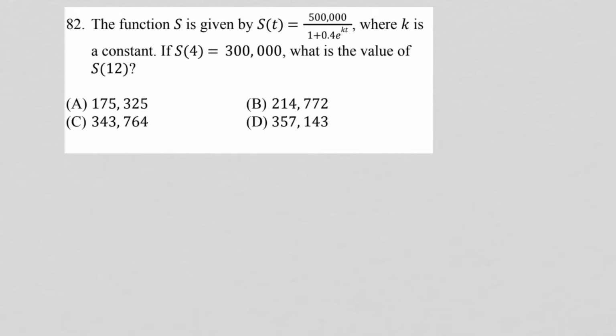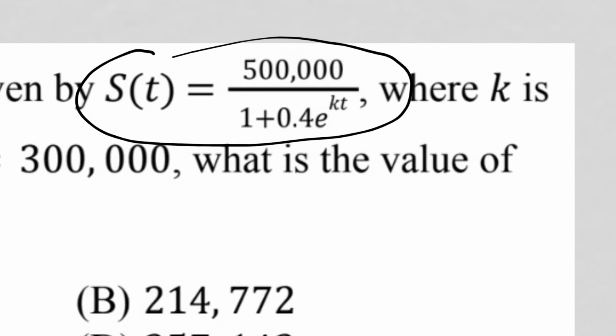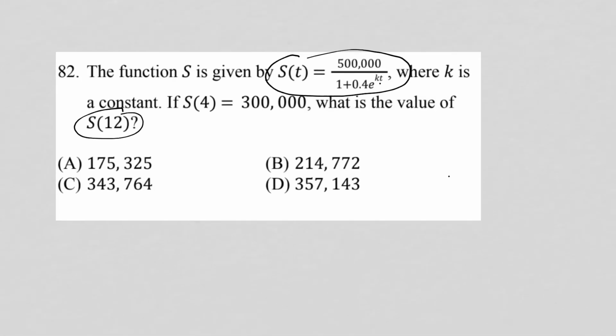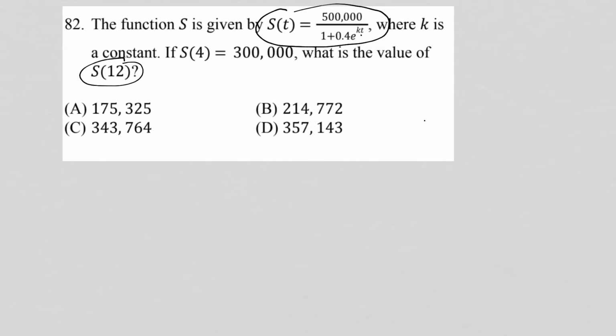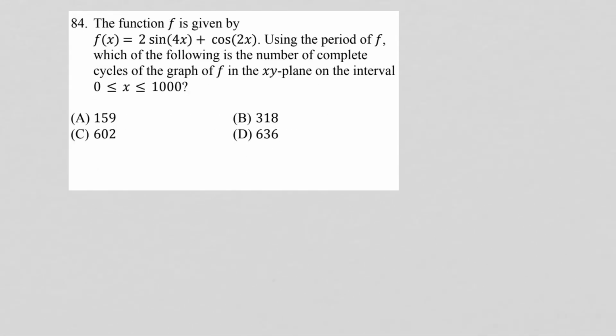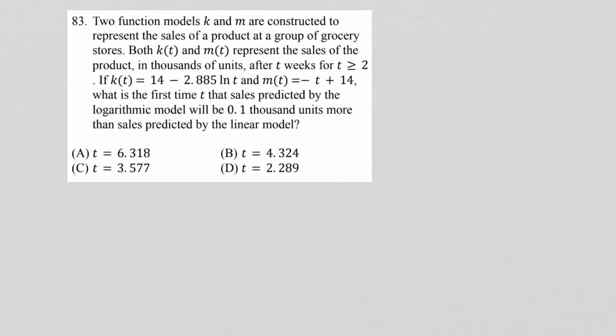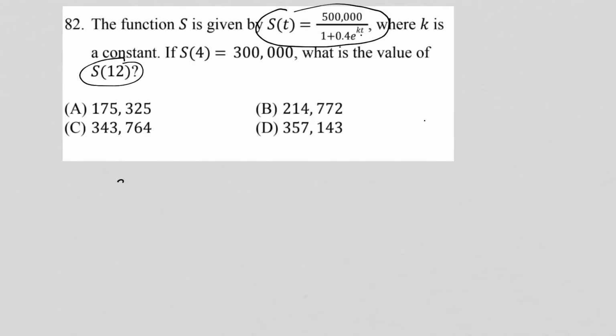Okay, so here's a function, and they want to figure out S of 12. But you can't put 12 in just yet, because as you can see in this equation, 12 would go in for T, but we don't know what K is. So this is actually two questions in one. First, we have to find K.